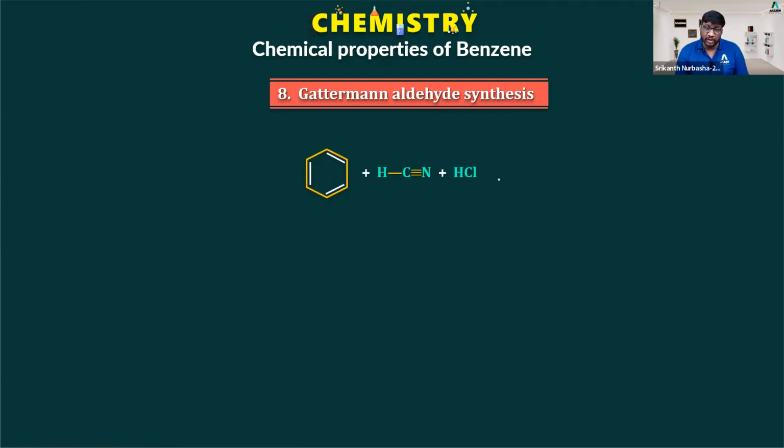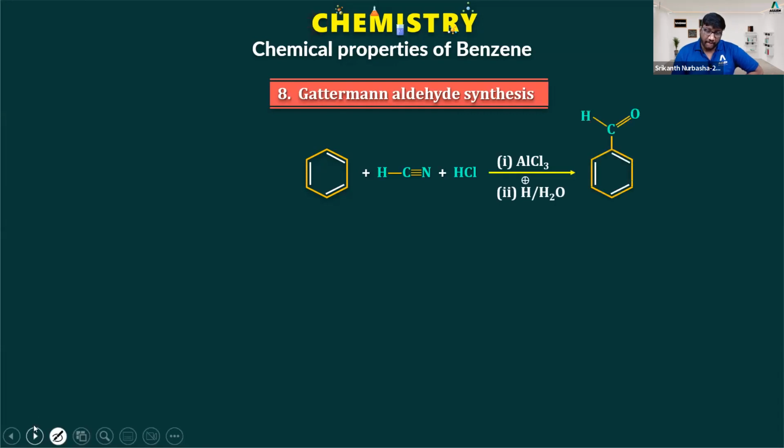Benzene is treated with HCN in the presence of HCl and AlCl3. After that, acidic hydrolysis produces the respective benzaldehyde. How is this going to happen? First, what is the mechanistic approach? What type of electrophile is obtained?